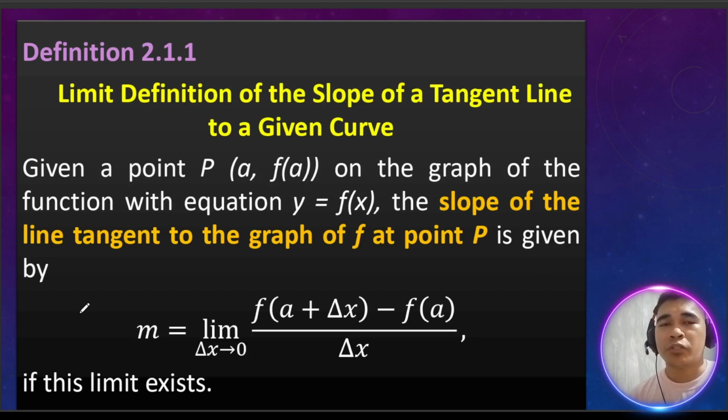First definition, definition 2.1.1, talks about the limit definition of the slope of a tangent line to a given curve. Given a point, take note, we have point P. We have the point A, then f of A, on the graph of the function with equation y equals f of x. The slope of the tangent to the graph of f at point P is given by m equals the limit of f of the quantity A plus delta x, or the other term here is the change in x, commonly used is delta x, minus f of A, all over delta x as delta x approaches 0, if this limit exists.